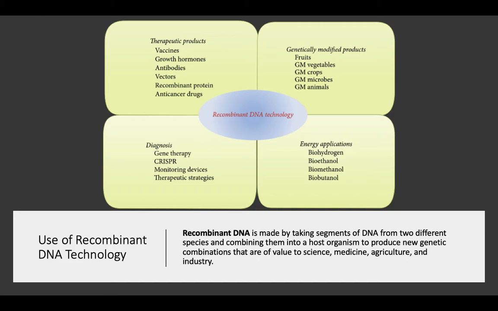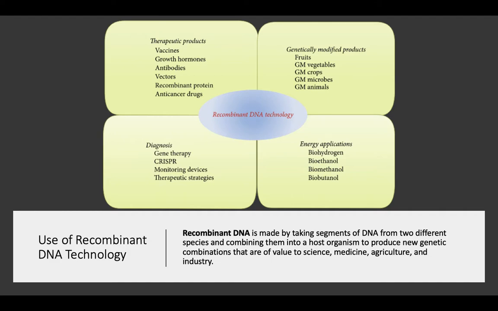So we are going to start with the definition of recombinant DNA and how recombinant DNA is used in different technological ways. So recombinant DNA is made by taking segments of DNA from two different species. So it could be the human species and a bacteria species, and you can combine them into a host organism to produce new genetically modified combinations that are of value to science, medicine, agriculture, and industry.